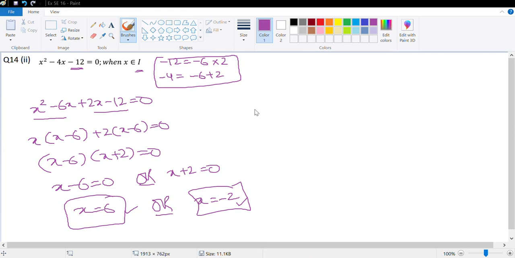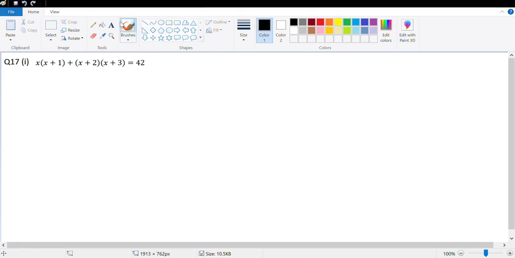Yeah, the next question is question number 17, part 1. It says x times (x plus 1) plus (x plus 2) times (x plus 3) is equal to 42. Let's open the brackets. So this is x square plus x square plus 2x plus 3x plus 6 minus 42 is equal to 0. Right, that's correct.